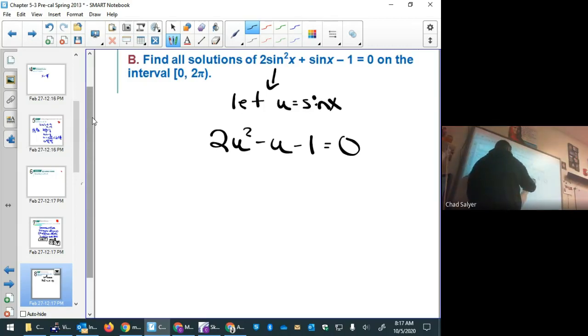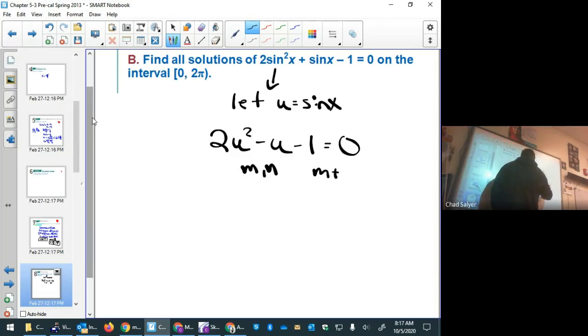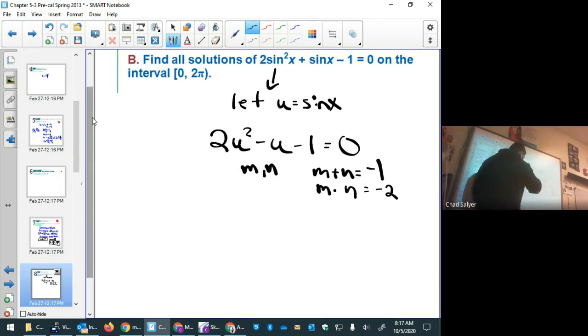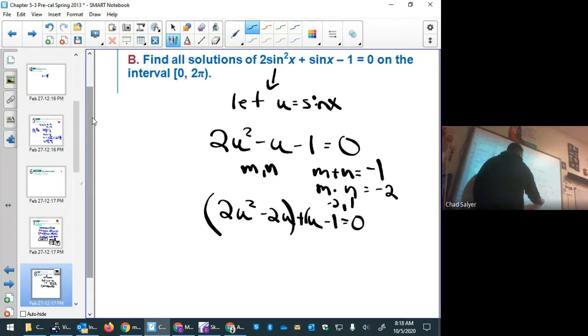So you need to find two numbers, m and n, that add up to -1 and multiply together to be 2 times -1, or -2. So -2 and +1 meet that criteria. So we'll rewrite this as 2u squared, and then -2u plus u minus 1 equals 0. Now we factor by parts here.